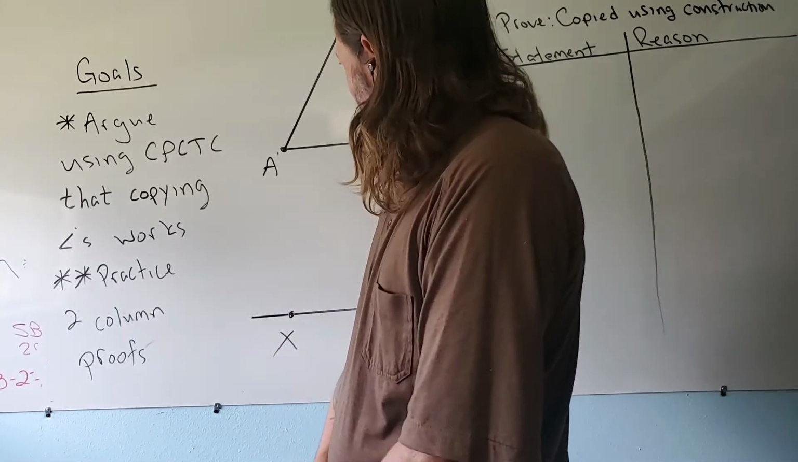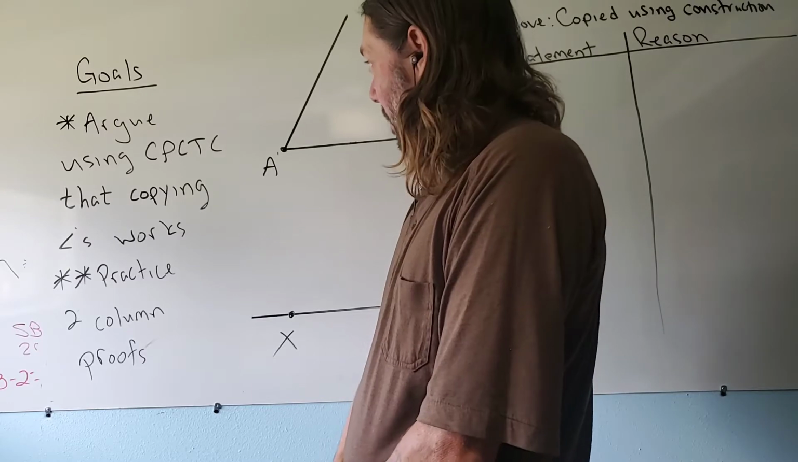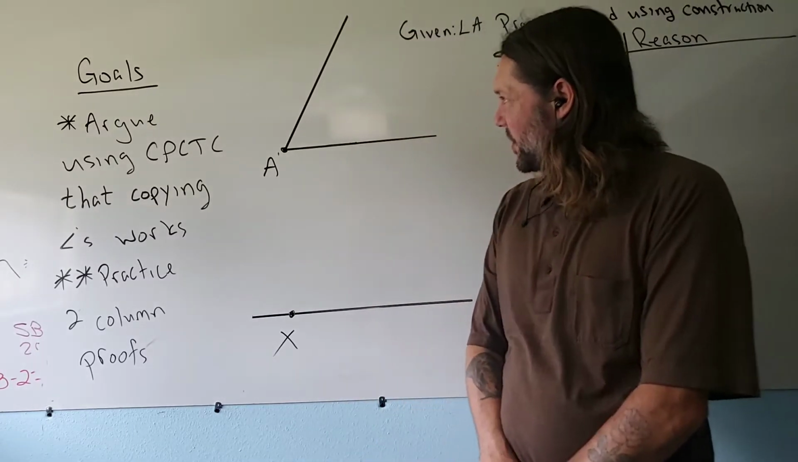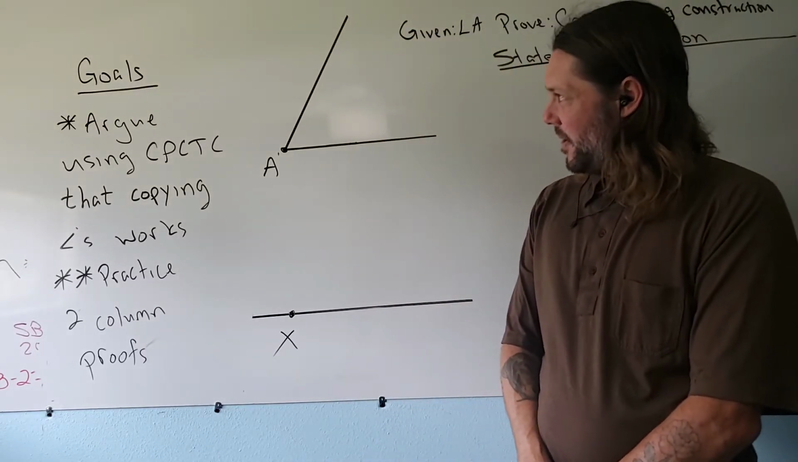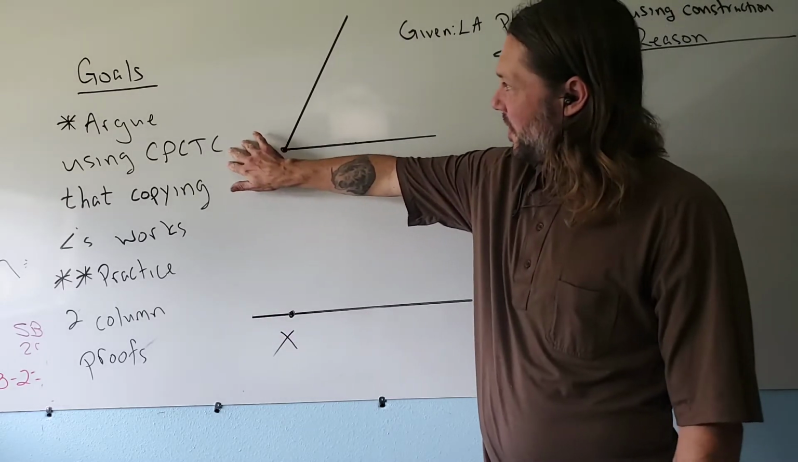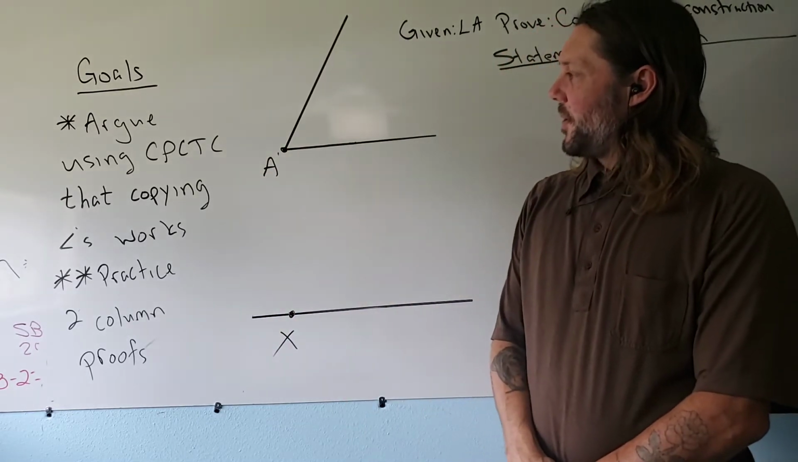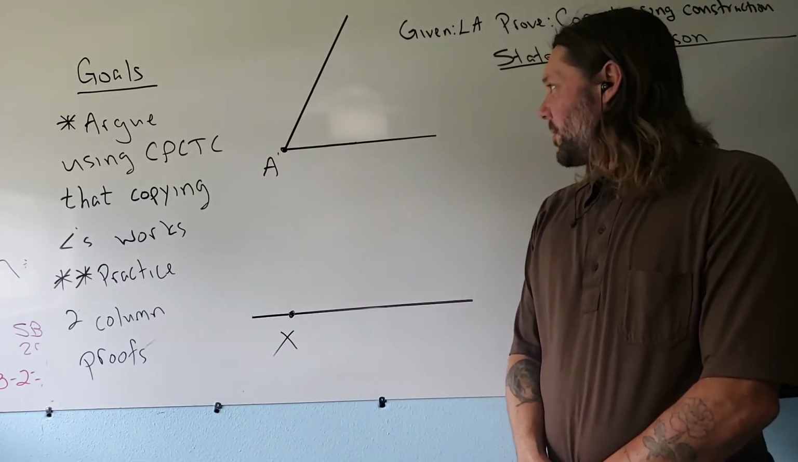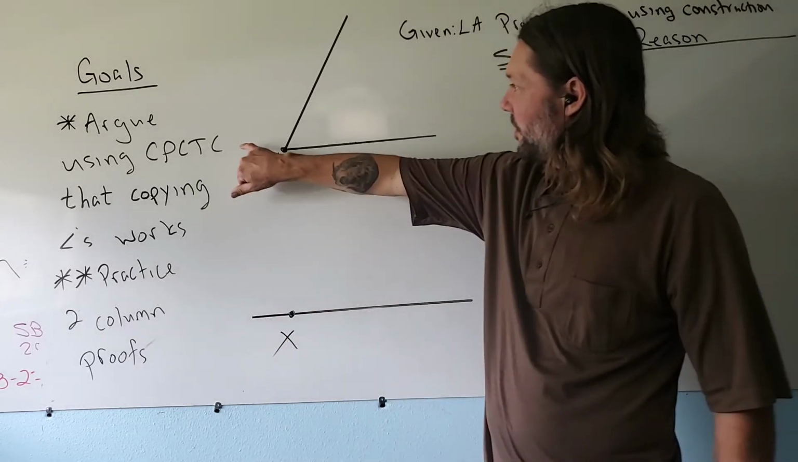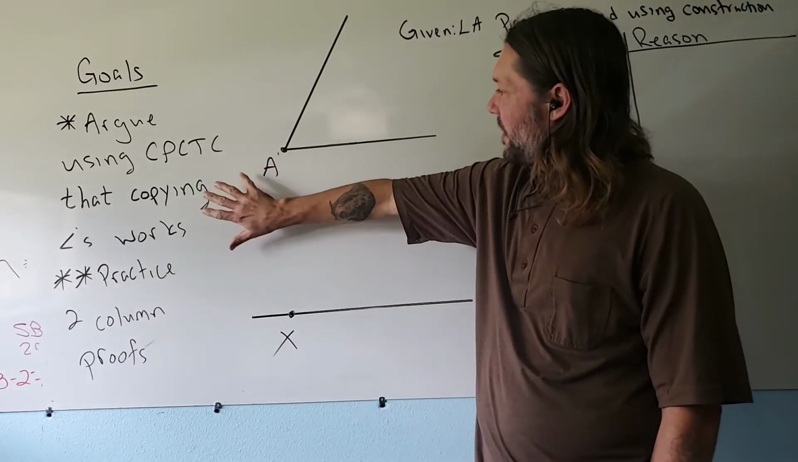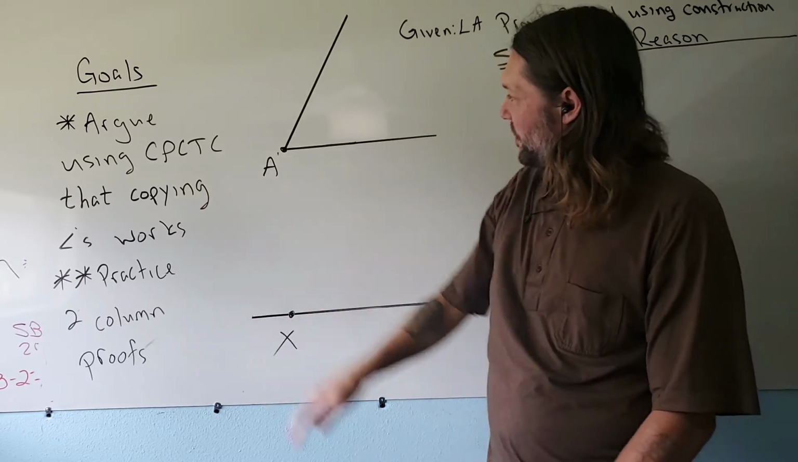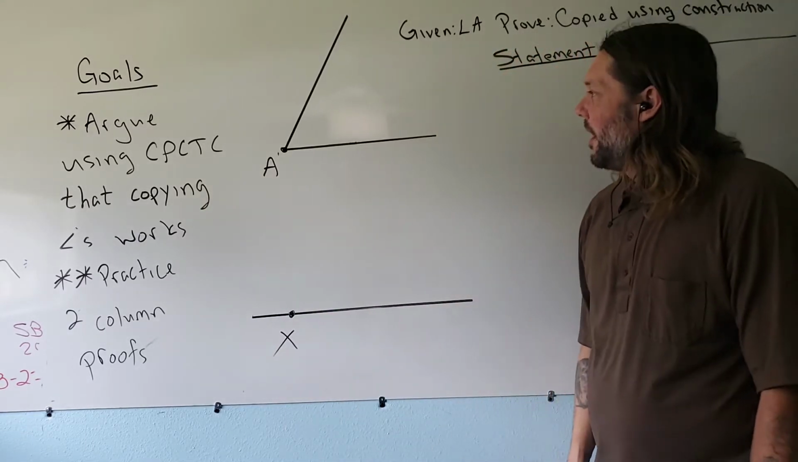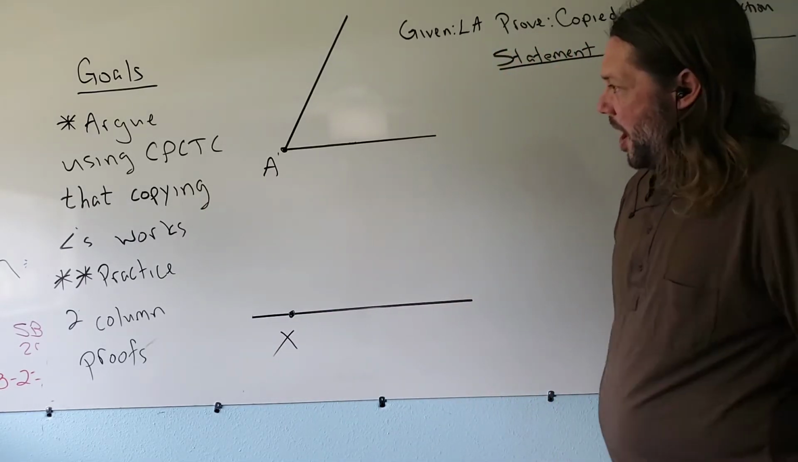And I want to go back to 21.1 because it's actually an excellent opportunity for us to practice using the argument that corresponding parts of congruent triangles are congruent, so that I can show you that copying an angle works. So this is a construction that we did, and we saw that it actually did work.